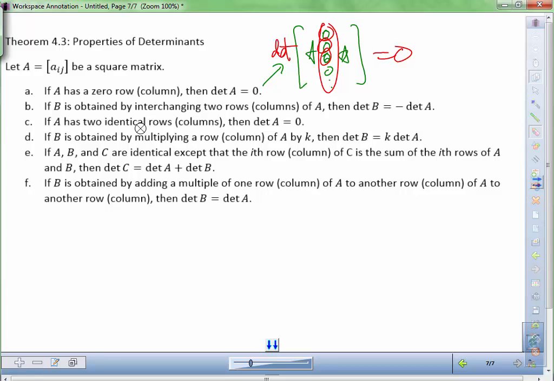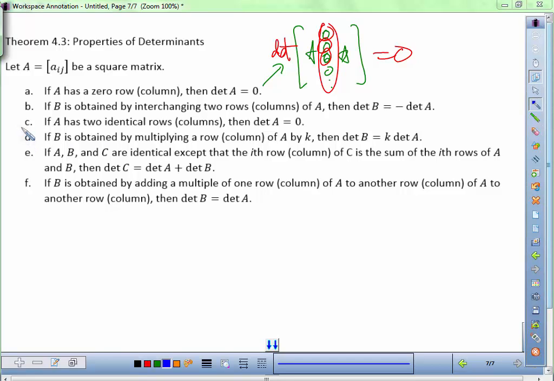If two rows are identical, then the determinant of A is equal to 0. Is there a quick way of doing that? If you interchange them, it negates the determinant, but the matrix is the same, so it has to be 0, provided that we know B. So assuming that B is true, this would be a good proof. This is a proof technique.